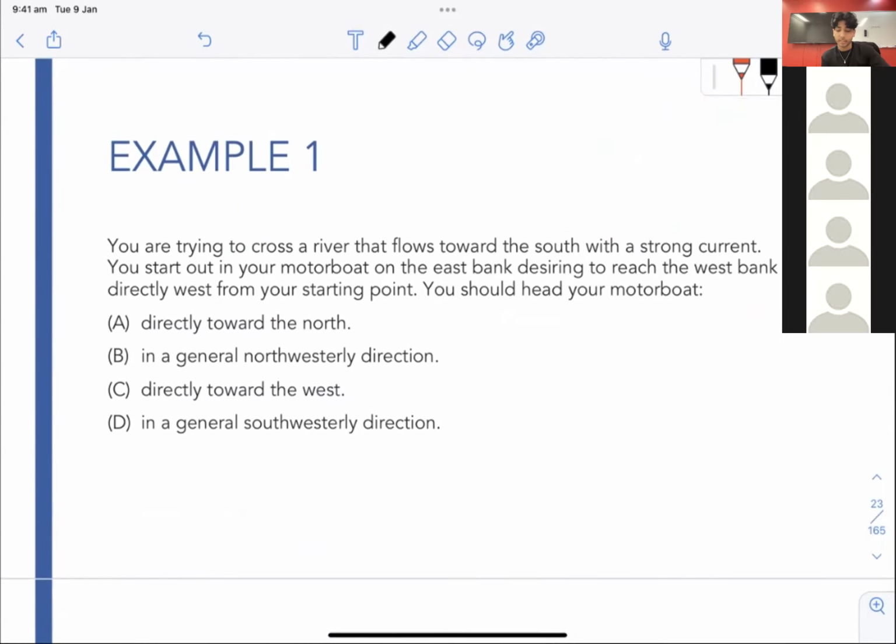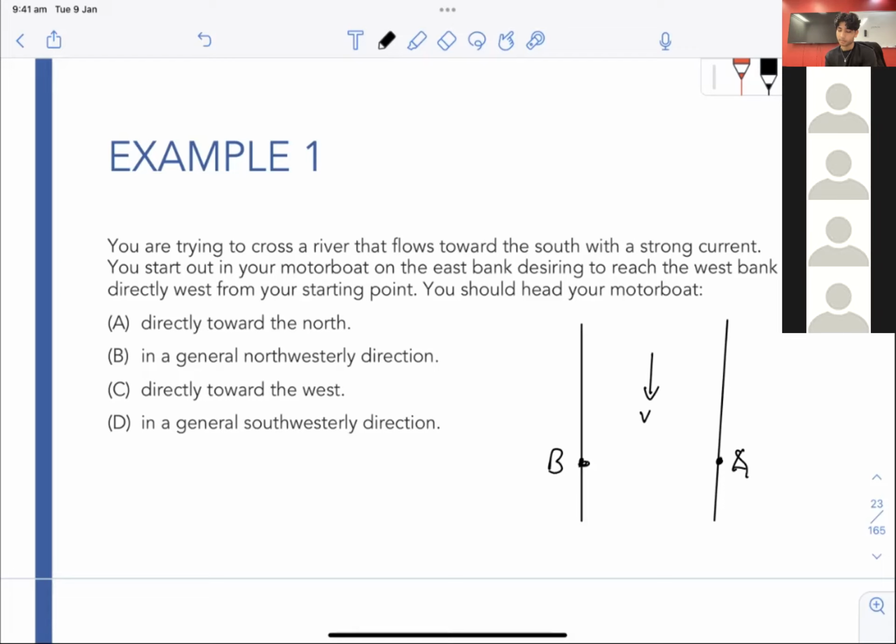So, question one: you are trying to cross a river that flows towards the south with a strong current. You start out with your motorboat on the east bank, desiring to reach the west bank, directly west from your starting point. So here's our river, flowing south with a strong current. You are on the east bank here, and you want to get to the west bank here, so point A to B. Which direction should I head out my motorboat in?